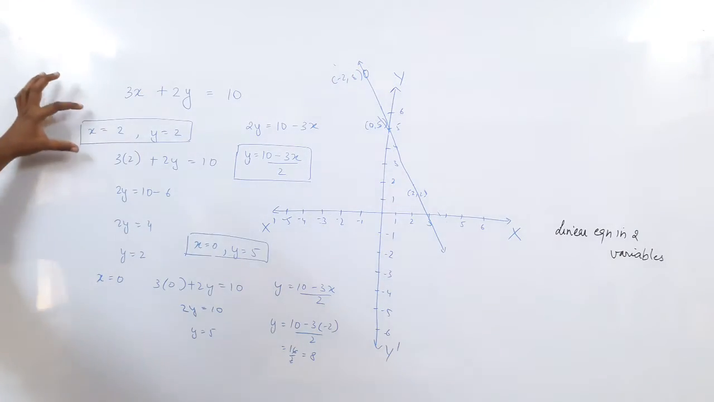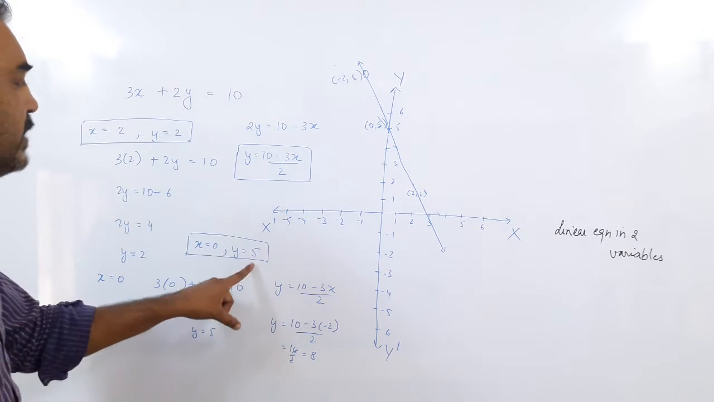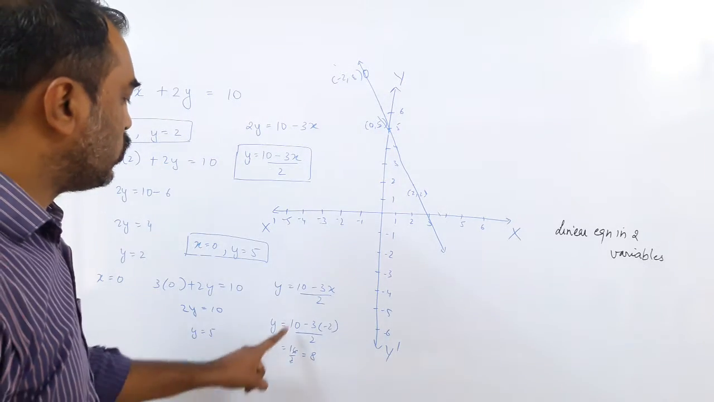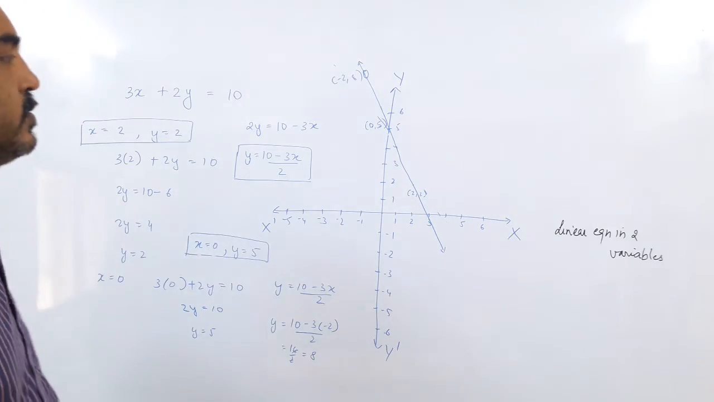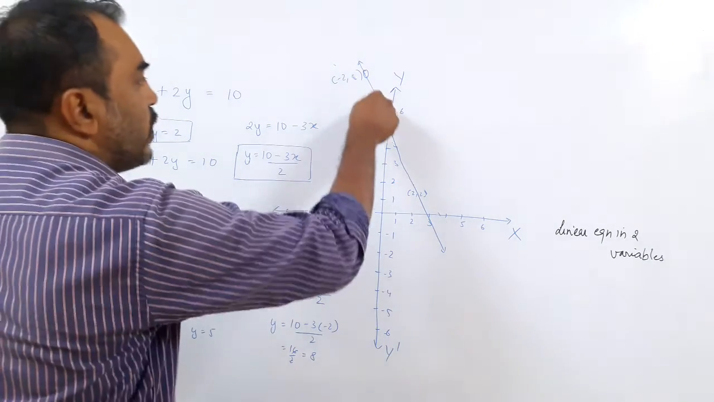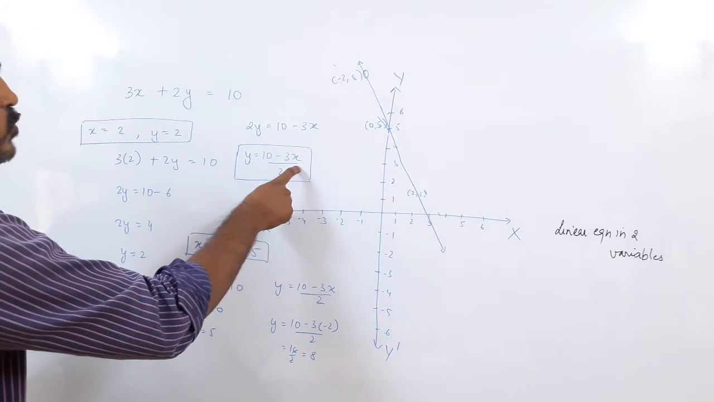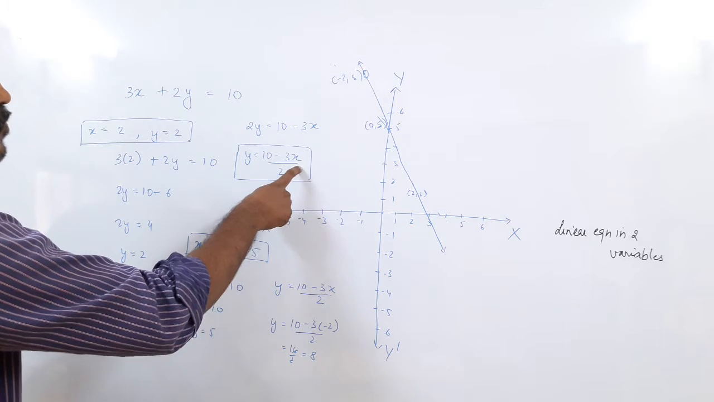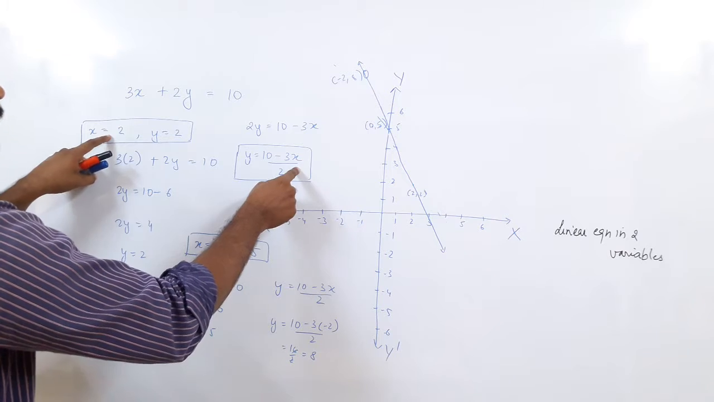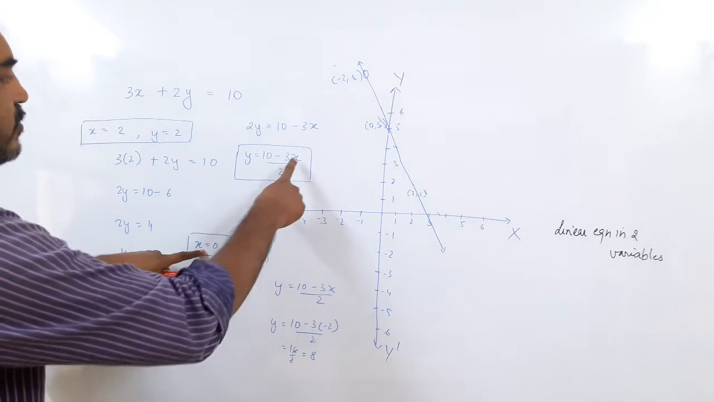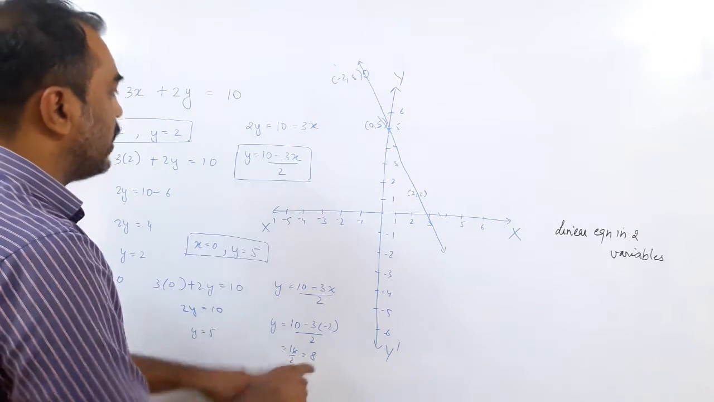So what I have taken, when x equal to 2, y equal to 2, 1 point. When x equal to 0, y is equal to 5, second point. When x equal to minus 2, y is equal to 8, third point. So how many points do you think I will get? And you are right. There are infinite points. As I keep on changing the value of x, I will get a corresponding value of y. When I put x equal to 2, I will get y equal to 2. When x equal to 0, y equal to 5. When x equal to minus 2, y equal to 8.